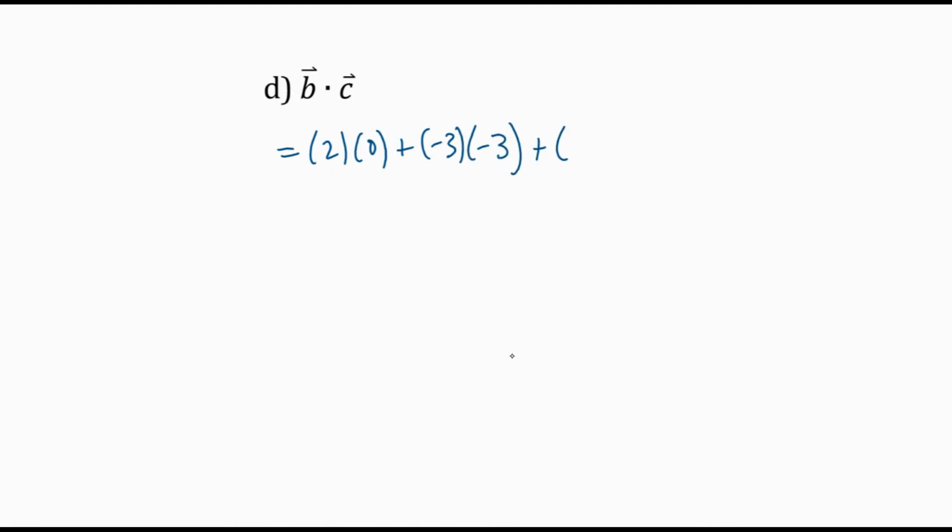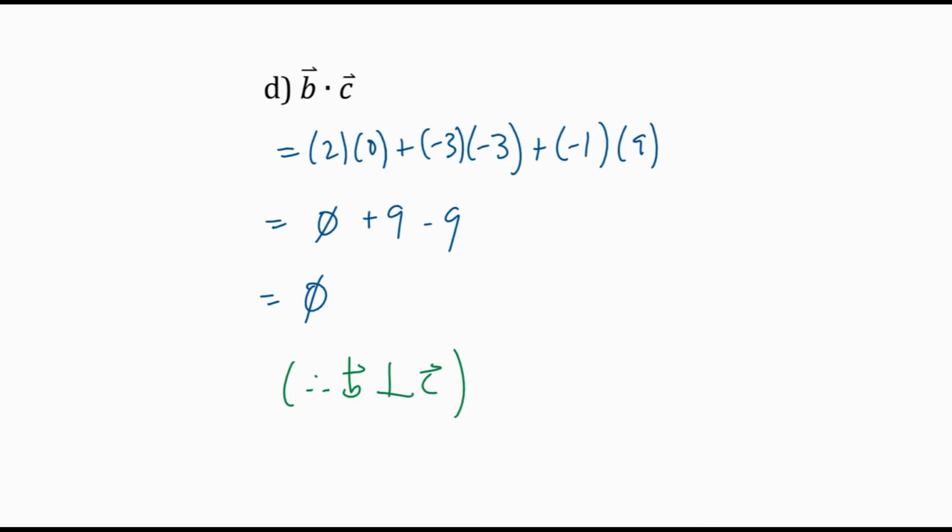Okay. B dot C, so dot product. So that's 0 plus 9 minus 9. That's 0. Do you remember what that means in 2 space? Means the same thing in 3 space. It does mean that they are perpendicular. When the dot product is 0, they're perpendicular. Perpendicular in 3 space is a little bit more interesting than perpendicular in 2 space in some ways, but it still means that they are perpendicular.